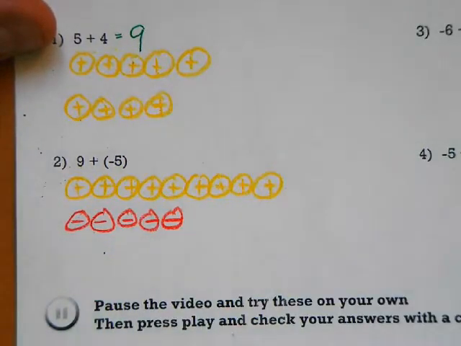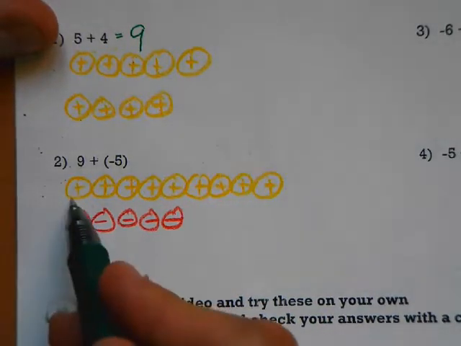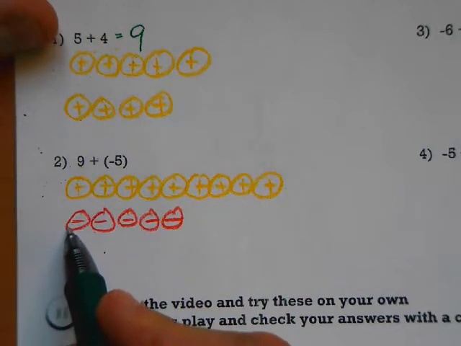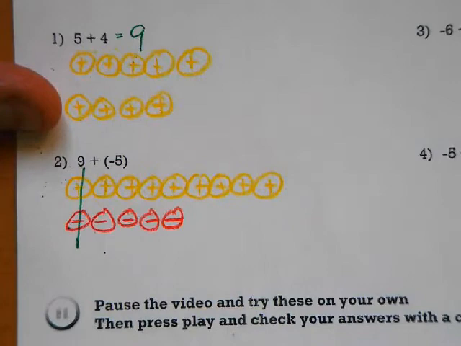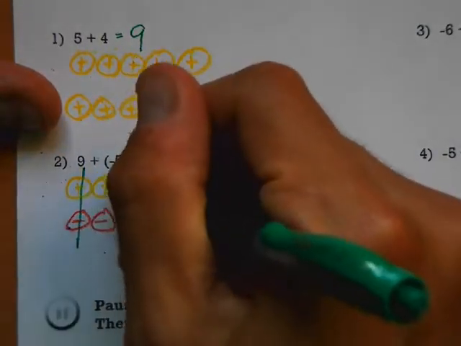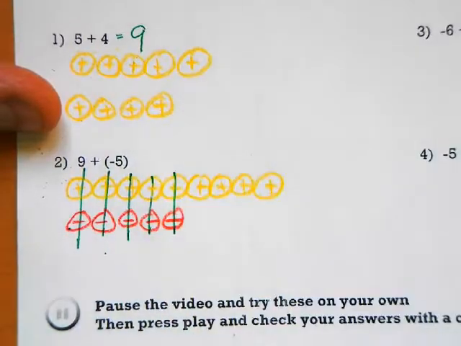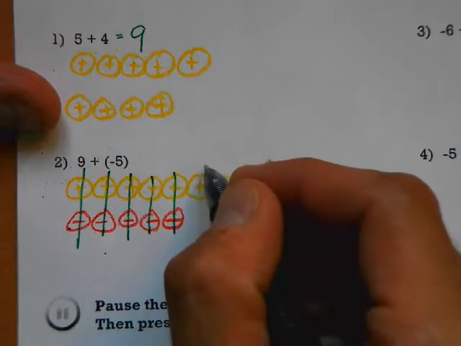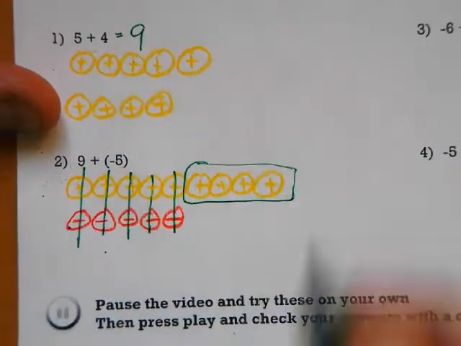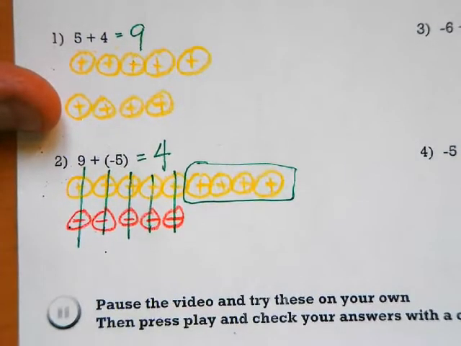5 negatives. Okay, now here's the best part. Because we've got a positive and a negative, that's a zero pair. They cancel each other out, just like borrowing $1 and then paying it right back. And here's another zero pair. In fact, all of these are zero pairs. They cancel each other out. What we have left is 4 positives. So the sum is positive 4.